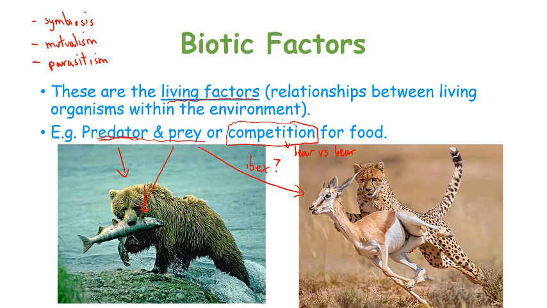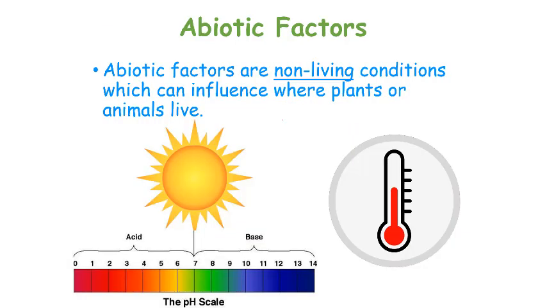Now, I'm showing you two pictures of animals here, but remember, plants can actually compete for different things, which we'll look at later in this. So even though plants might just look like they're sitting there, they can actually compete for different resources as well. Now, abiotic factors then are non-living conditions which can influence where plants or animals live. And we can have things like temperature, humidity, light intensity, and pH.